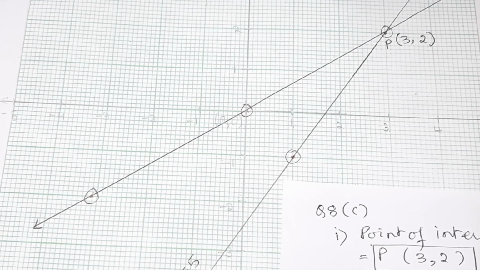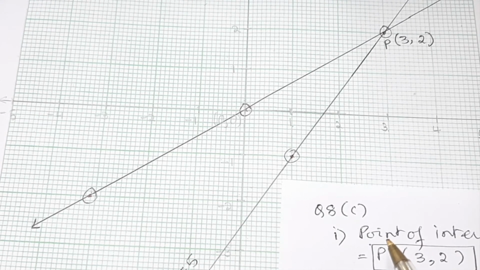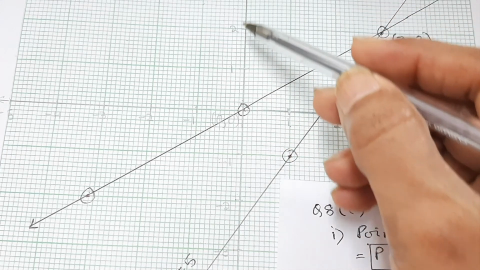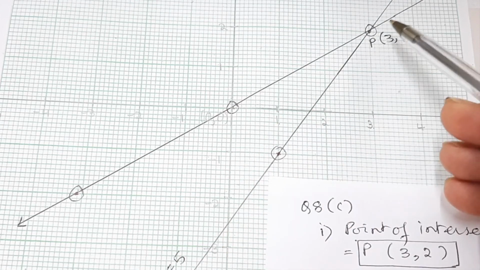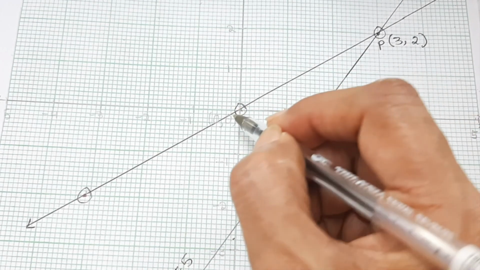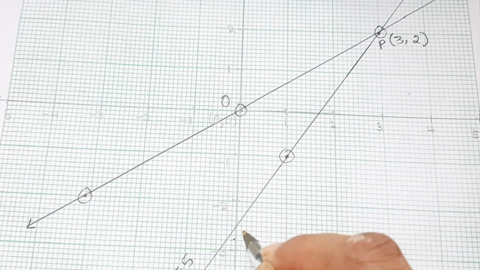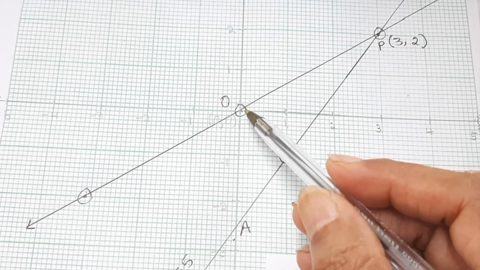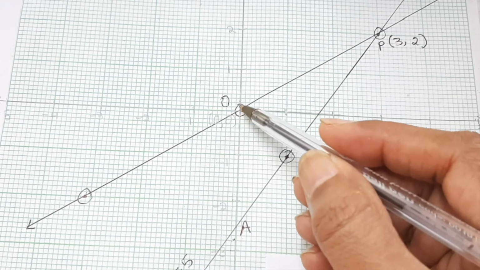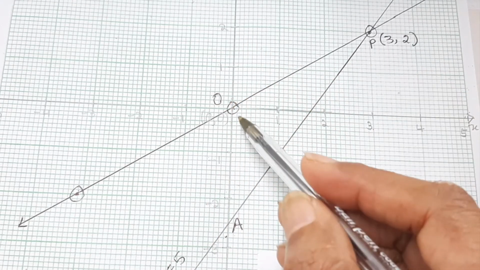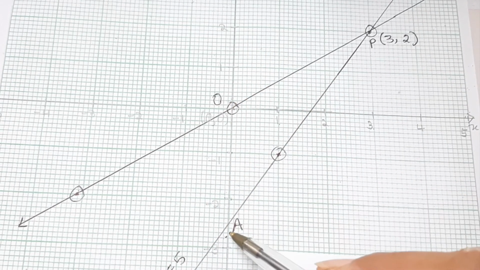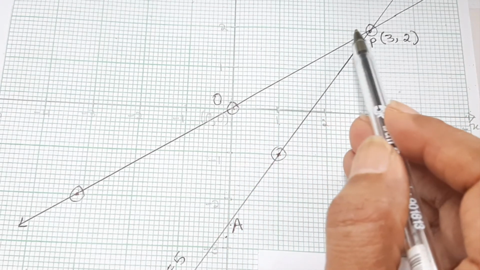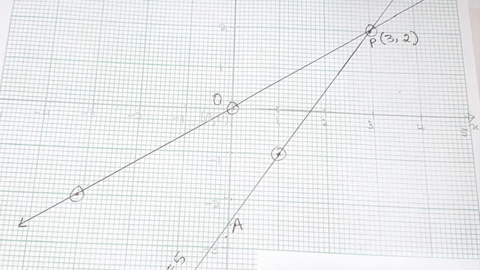For the second part, they are asking us to find the area of the triangle formed by the lines with the y-axis. This is the y-axis and these are the two lines. So let us call this point O and this we will call A. So it will be the area of triangle OAP. It will be half of this base and this height. Now base is here 1 unit, 2 units, and this is half a unit. So base is 2.5 units and the height is 1 unit, 2 units, 3 units.